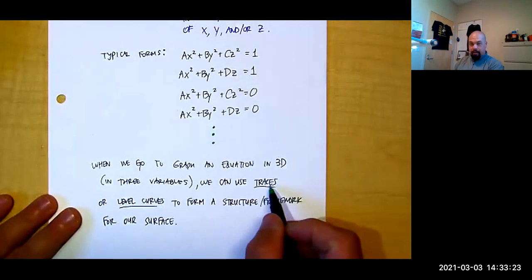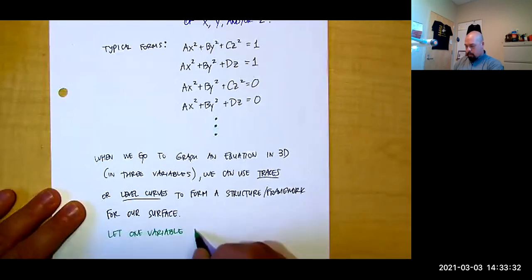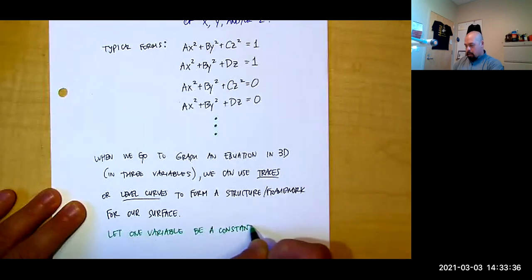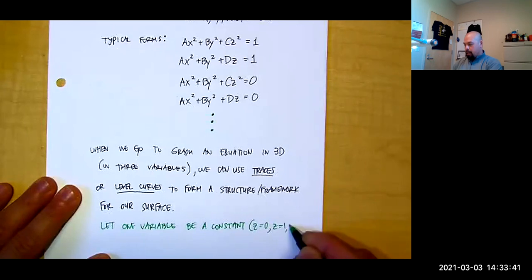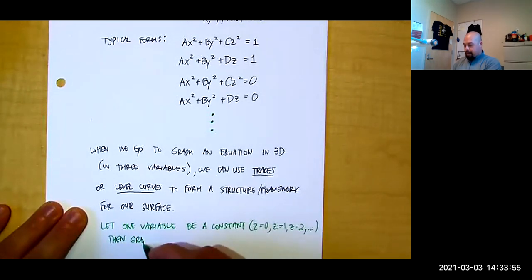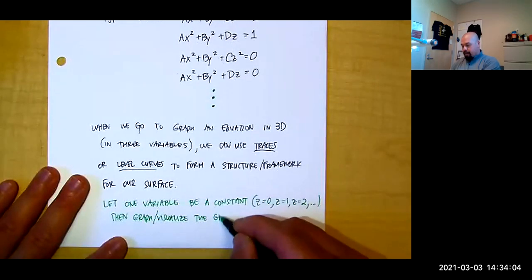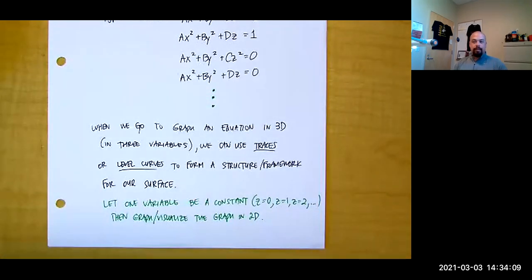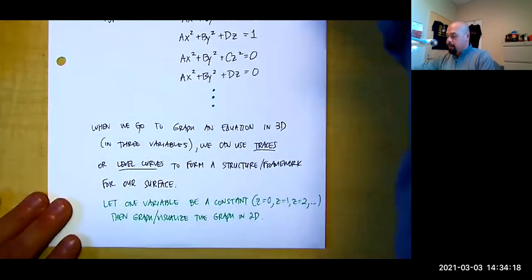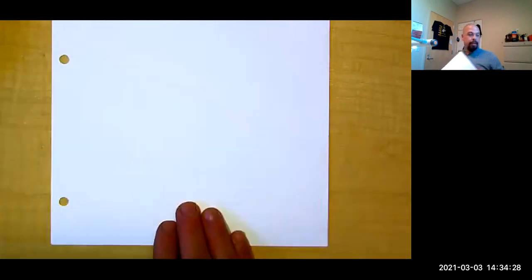And then so in that process, what we're going to do with these traces, with these level curves, we're going to let one variable be a constant, right? For instance, let z equal 0, z equal 1, z equal 2. And you can do the same thing with x, y, right? And just kind of slowly but surely put those different pieces together, right? Then graph, consider, visualize the graph in 2D from that equation. And again, I know that's kind of abstract in this statement. So let's go through an example and we'll start to put this together and see some of these common shapes and figures that we'll have to manage, okay? All right, so now we put that off to the side.